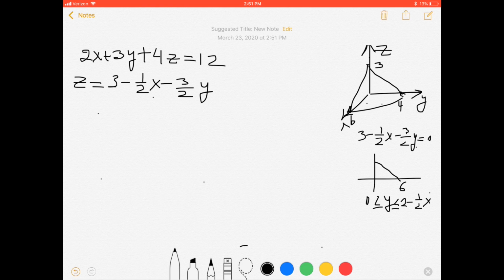Now we're ready to find our volume. Volume will be, we can write it as a double integral over the region or iterated integral, where x changes from 0 to 6, y changes from 0 to 2 minus 1/3 x. Just a moment, I think I have made a mistake, 1/2 x.